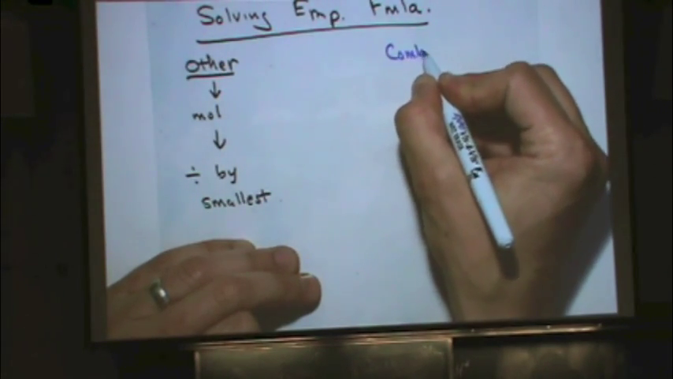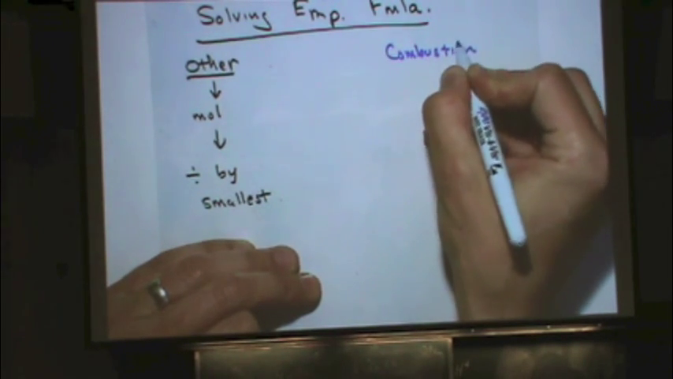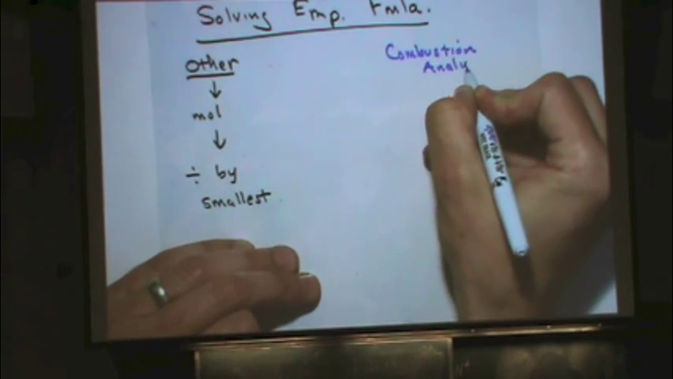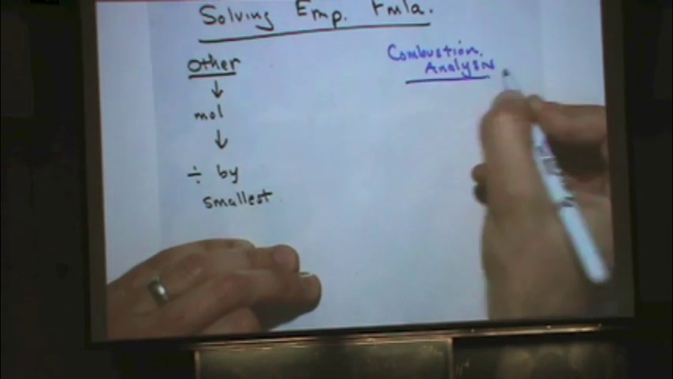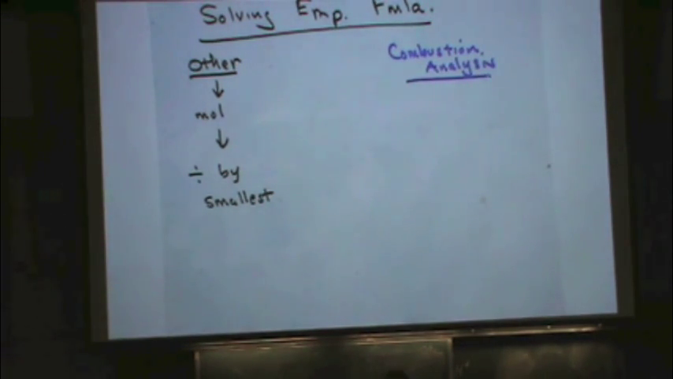But there's a different kind that I'm alluding to now. It's called combustion analysis. This is a different kind. It's still the same kind of solving, but it has some extra steps. So combustion analysis. How does this work?